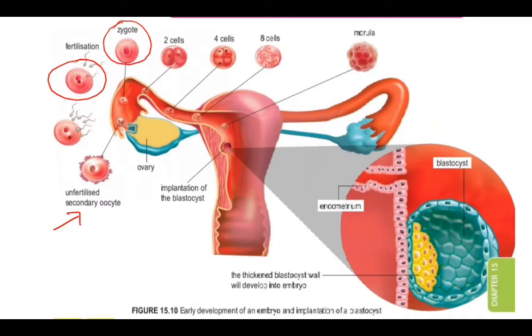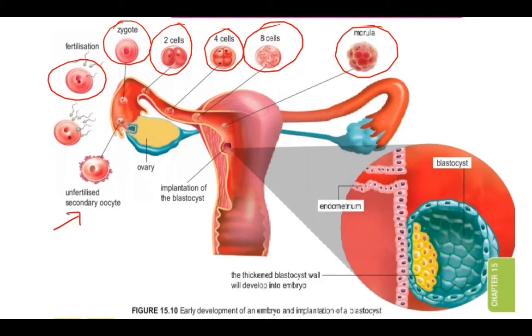While traveling down the fallopian tube, the zygote undergoes multiple divisions through mitosis. The first cell division produces a 2-cell embryo, then 4 cells, then 8 cells, and finally it will produce a morula. The morula then transforms into a blastocyst. The blastocyst will then implant in the endometrium. This process is called implantation, penempelan. The blastocyst continues to grow into an embryo. This is the thickened blastocyst wall that will develop into the embryo.